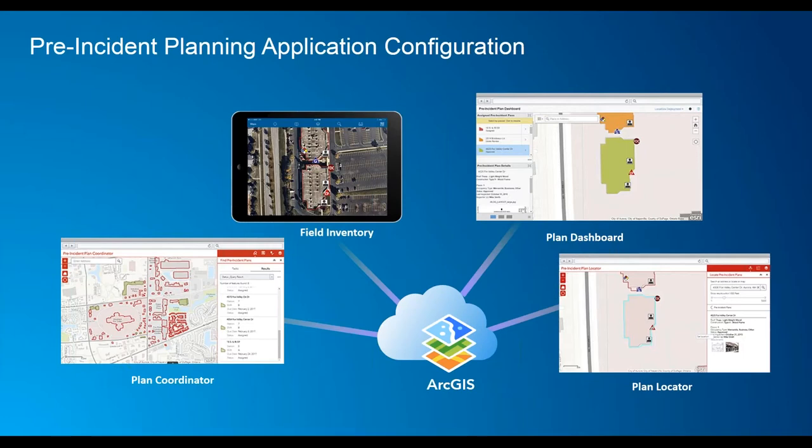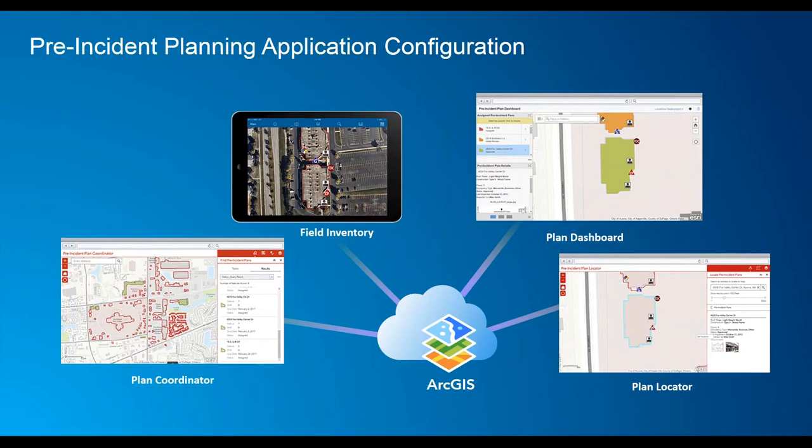Down here on the left corner, you'll see that we have the pre-incident plan coordinator application, which can be used to go in and identify where pre-incident plans should be created and assign them to your station and shift crews. Next is the field inventory application, which is a mobile-based application that allows users to go out in the field, once they've been assigned those pre-incident plans, and collect the data associated with each plan.